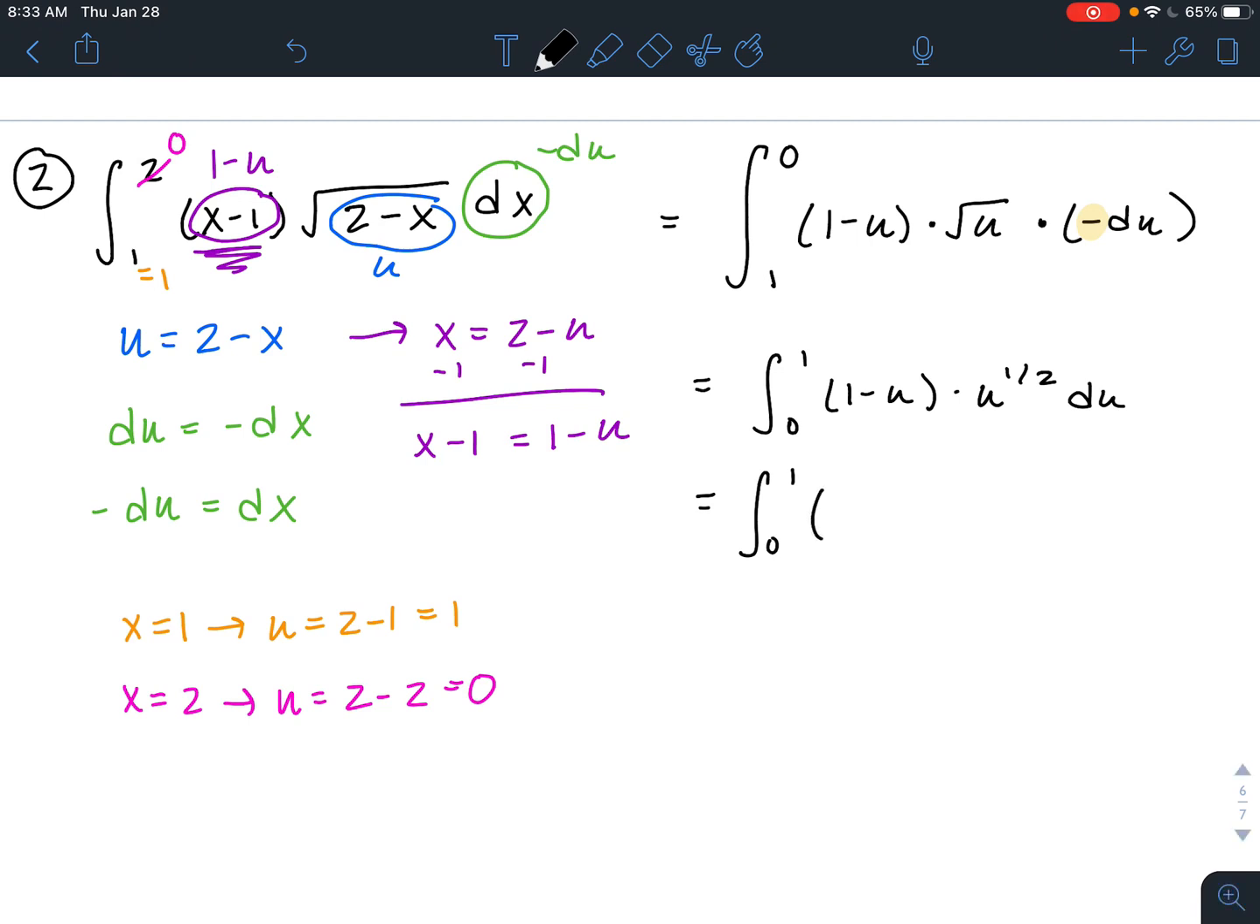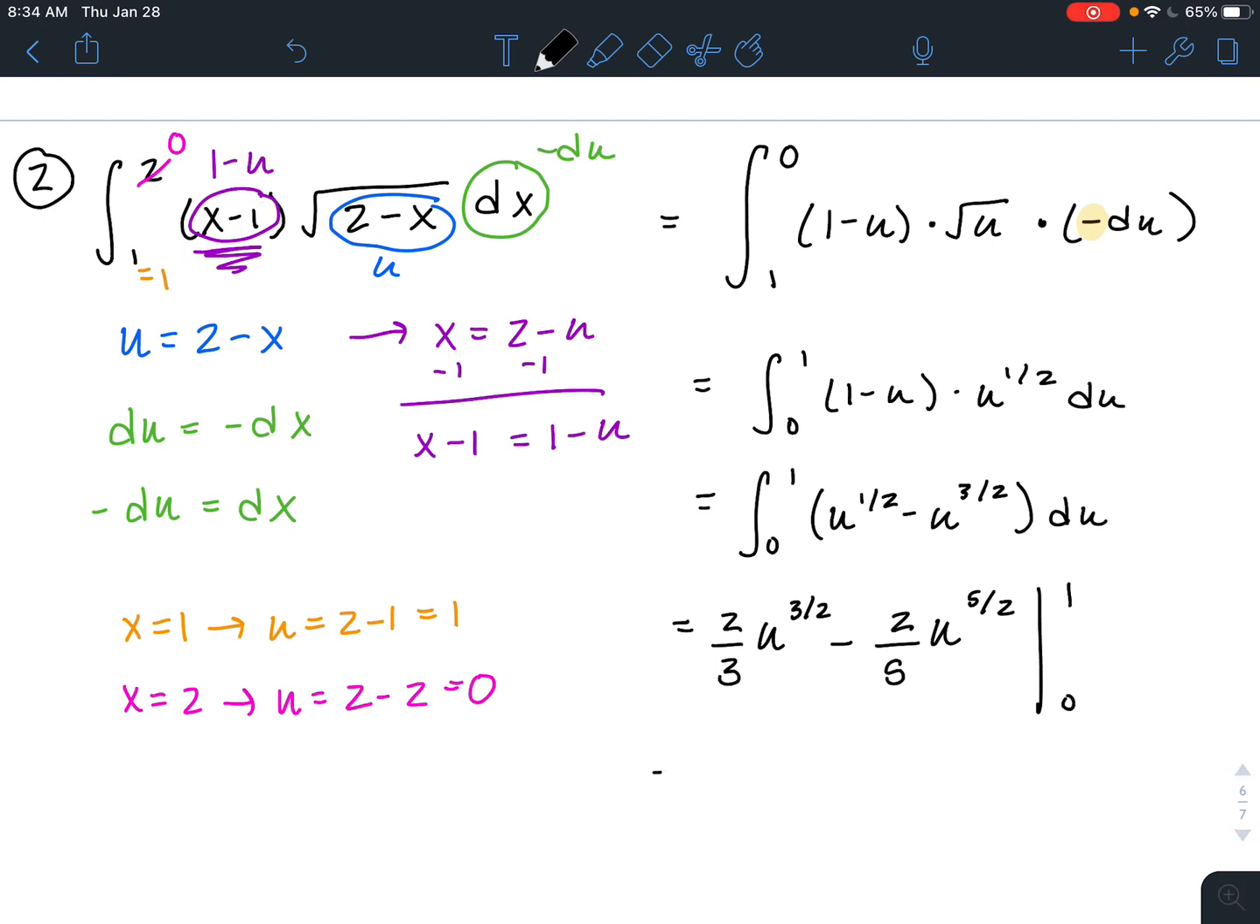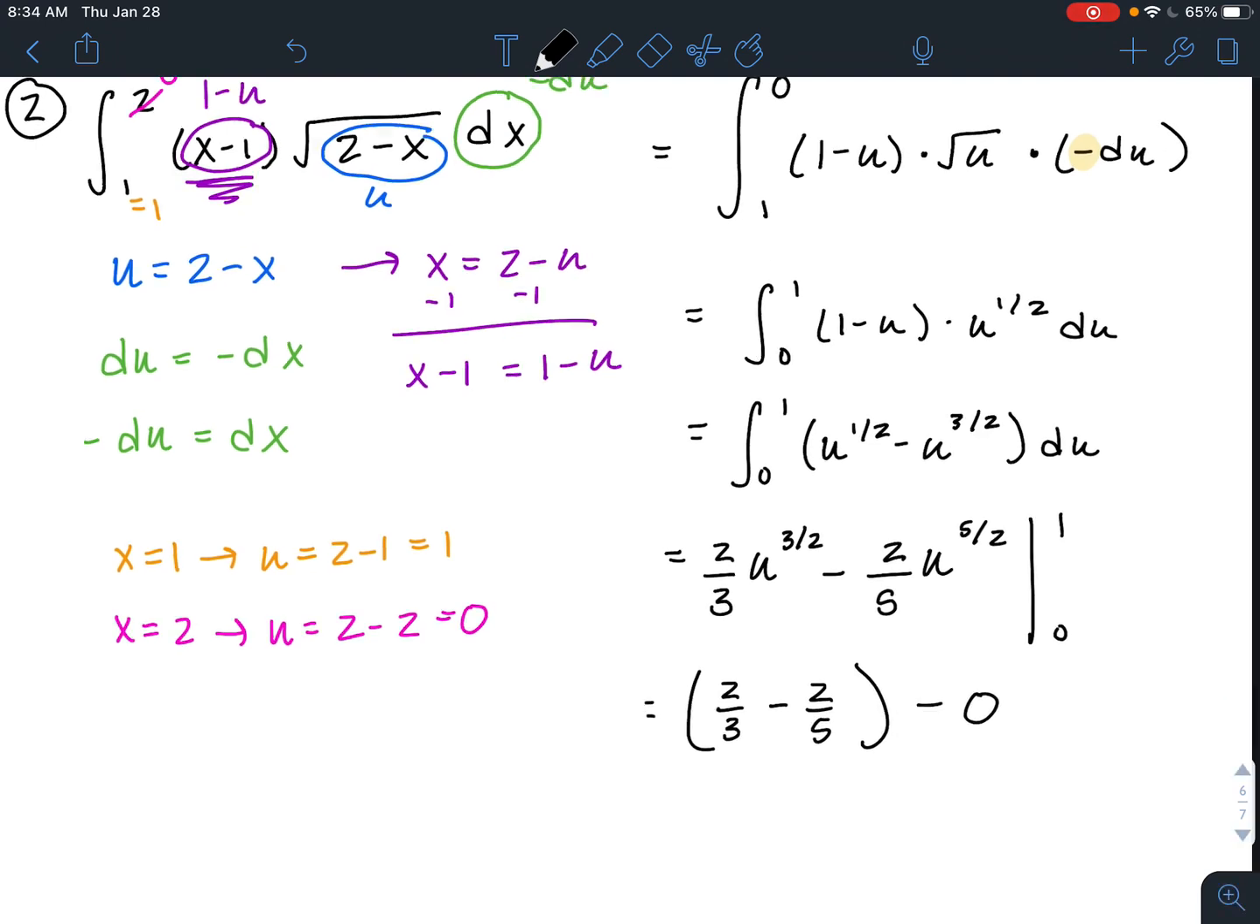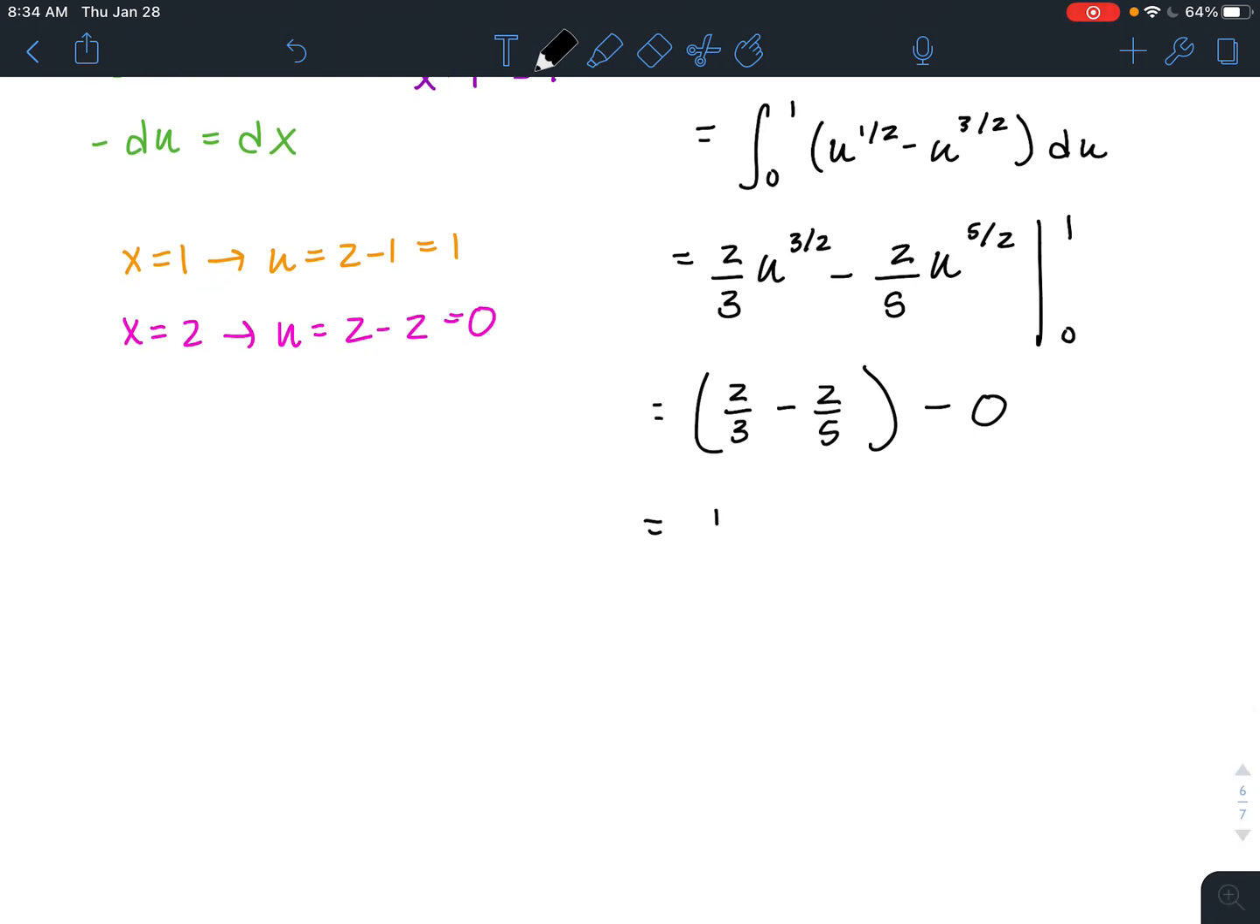And then I'm going to distribute that u to the 1/2 first. That's u to the 1/2 minus u to the 3/2 du. Integrate real fast. That's going to be u to the 3/2 times the reciprocal minus u to the 5/2 times the reciprocal, from 0 to 1. So that's going to be 2/3 times 1 minus 2/5 times 1, that's all going to zero out. So that's really going to be 10 minus 6 over 15. So my final answer here is 4/15.